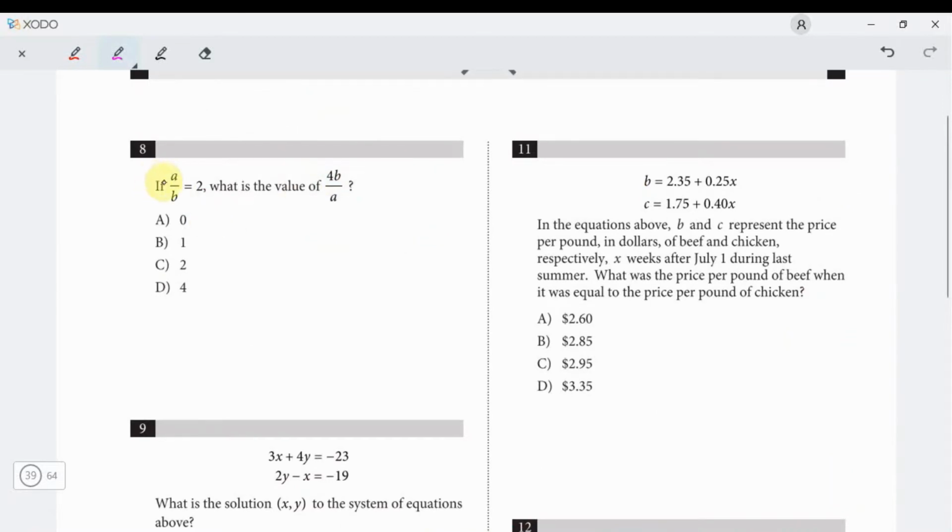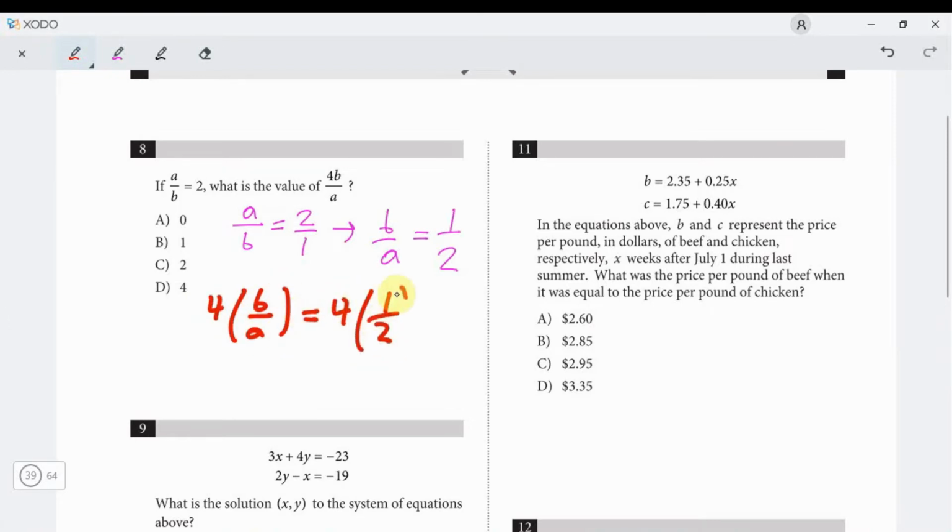Next one. If a over b is equal to 2, what's the value of 4b over a? First thing, if a over b is equal to 2, then we can reciprocate it and say that b over a is equal to 1 over 2. But we need 4 of it. So 4 times b over a is equal to 4 times the half, and 4 times half is 2. That's option C. Really nice.